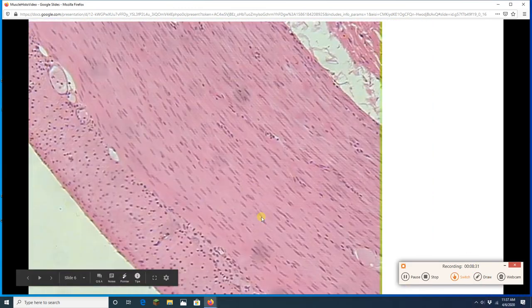And I want you to look at this final picture. See if you can find the smooth muscle. You should see longitudinally cut smooth muscle and transversely cut smooth muscle here. You should be able to see their nuclei. And you should not, of course, see any striations.